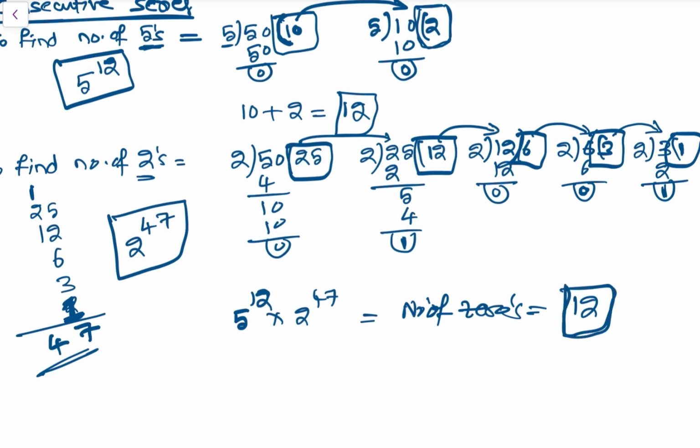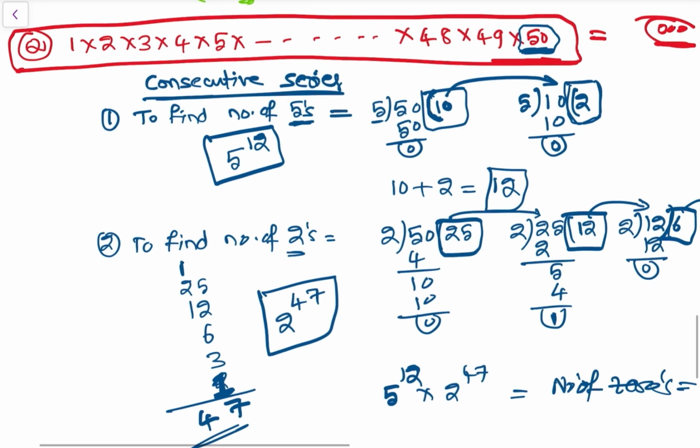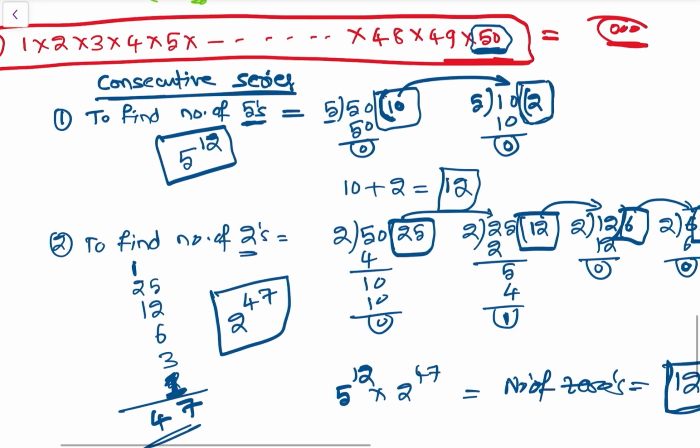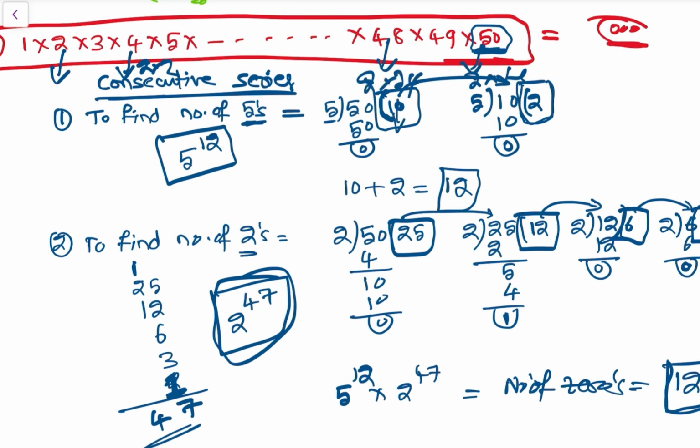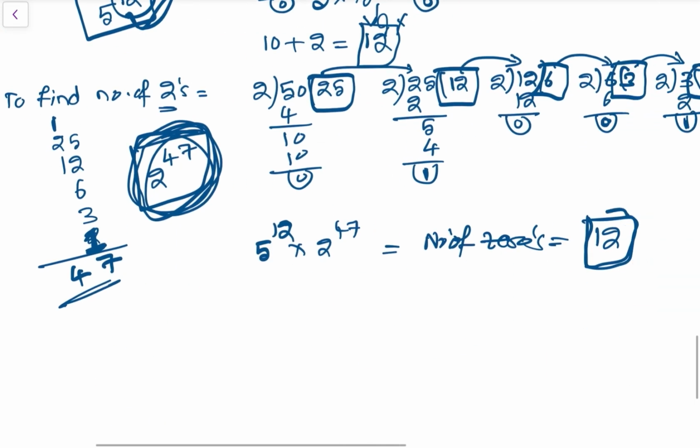Now this is how we need to do it. But we know in this series there will definitely be more twos, because here also a 2 comes, 4 is 2 into 2, okay. 50 is 2 into 25, 48 also has 2 into 24, then 24 is 2 into 12, then 2 into 6. So we know 2's are going to be more. So the moment we calculate the number of 5's, we will get the answer. So 12 is the answer.